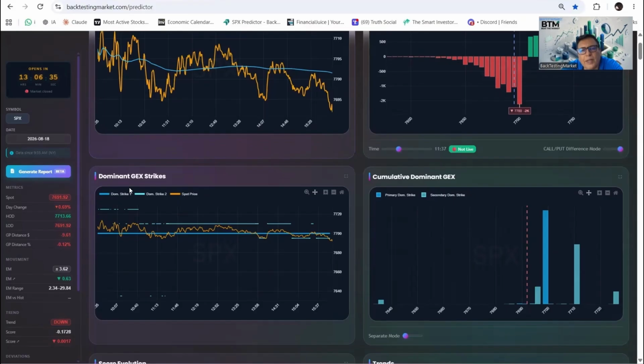Then we have the dominant gags. This is one of the ones that I like the most because this is where every position starts to appear like little dots. The thicker the dot, the more it becomes like a line, and the index looks for that line. And on the right is the cumulative dominant X. So what is on the left side, you can see on the rest of the day right here.